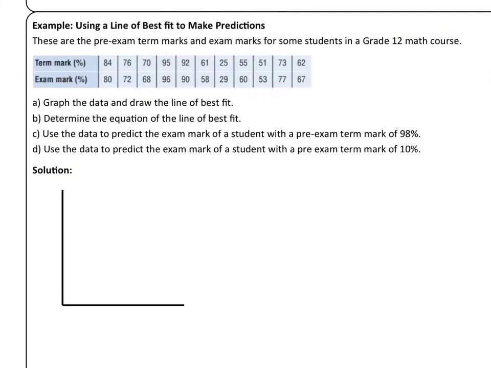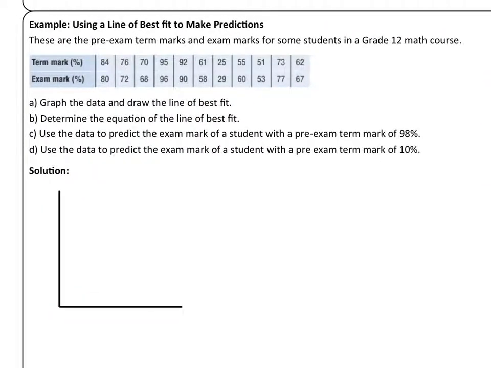So let's start by graphing the data. So we're going to do these points. I'm just going to put on here 20, 40, 60, 80, and 100. And then I'm going to do the same thing on this side.